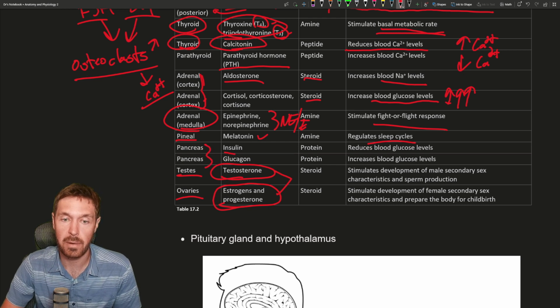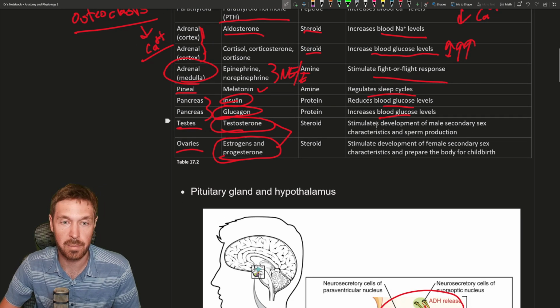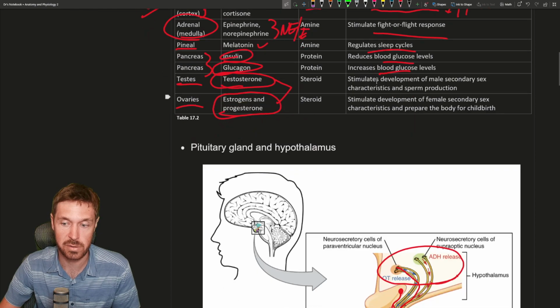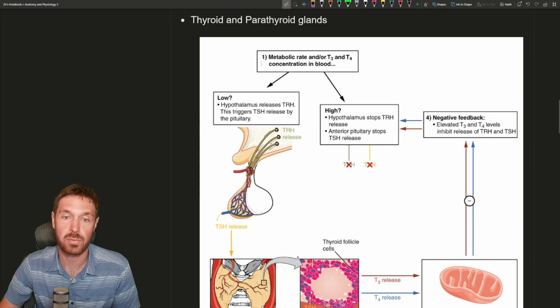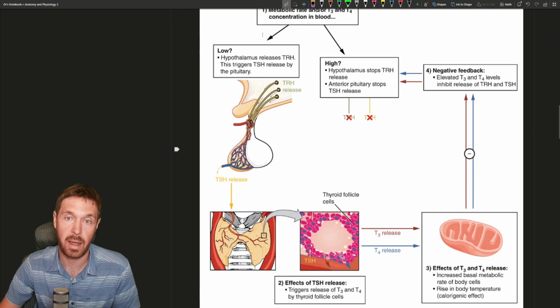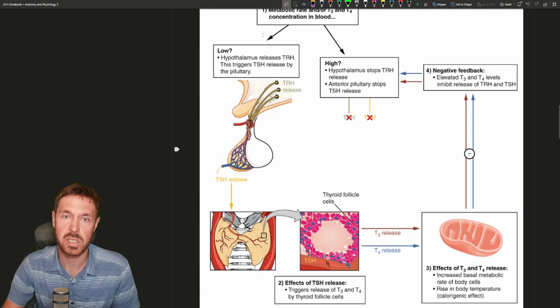Pancreas: we talked about insulin and glucagon. Insulin is released by beta islet cells to reduce blood glucose levels, whereas glucagon is released by alpha islet cells to increase blood glucose levels. And then we talked about testosterone, estrogens, and progesterones. So we talked about the pituitary gland and hypothalamus, and the thyroid and parathyroid gland. This is just showing it in an image here.